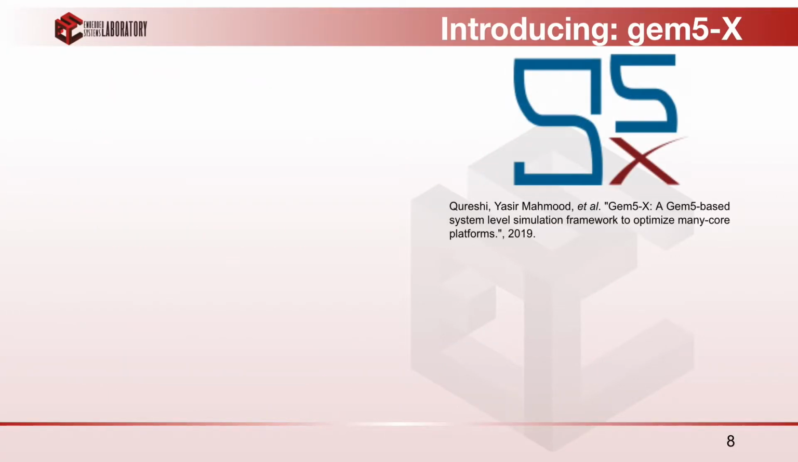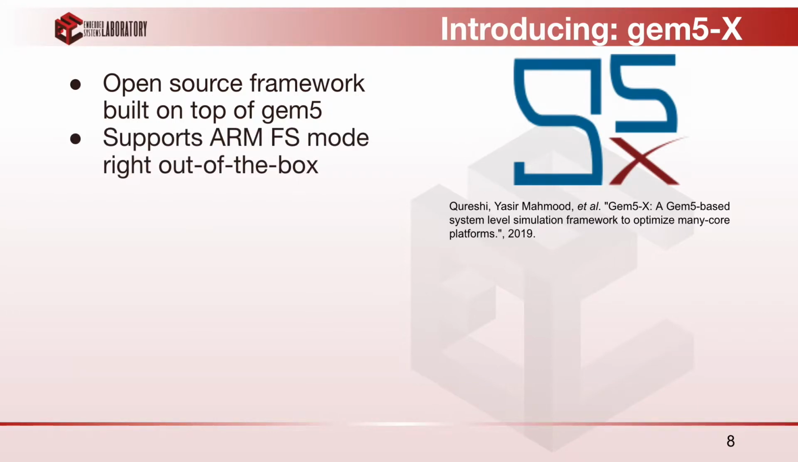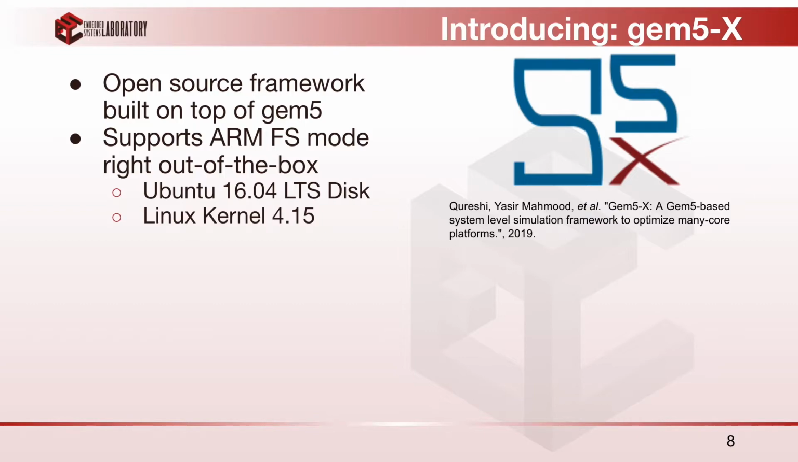So what is gem5-X? gem5-X is an open source framework built on top of Gem5 to simulate heterogeneous architectures, as well as a methodology to optimize said architecture. Gem5-X supports ARM full system mode simulations right out of the box with an Ubuntu 16 disk image and a precompiled Linux 4.15 kernel.